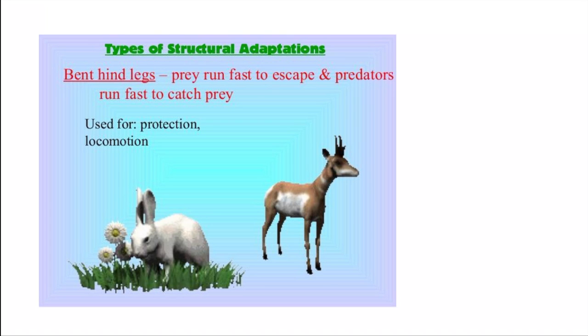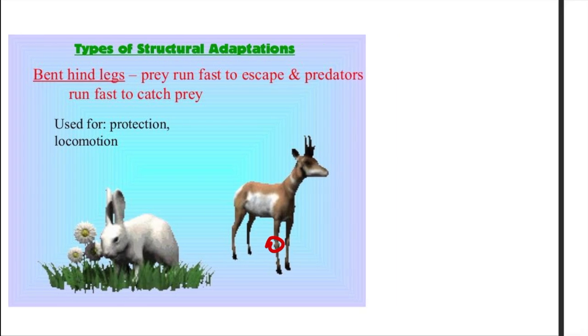Okay, type of structural adaptation: bent hind legs. Prey run fast to escape, or predators run fast to catch prey. So when the predators come to eat them, they use their knees or legs to escape the predator. Okay, used for protection and locomotion when they run.